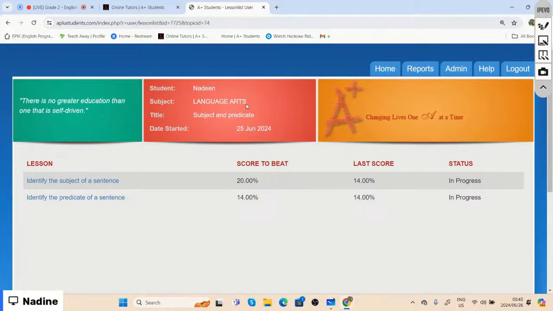So our predicate can be the verb plus any other words that come after the verb that tells us more about the subject, right? It can be one word or more than one word. That is both for subject as well as predicate. All right. So do we all understand what a predicate is? Do we have a better understanding of what a subject and a predicate is now that we're about to end our lesson?